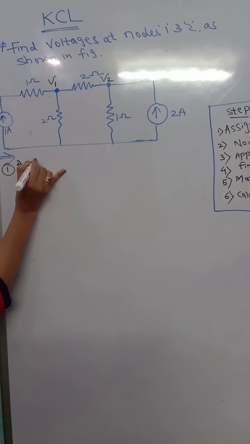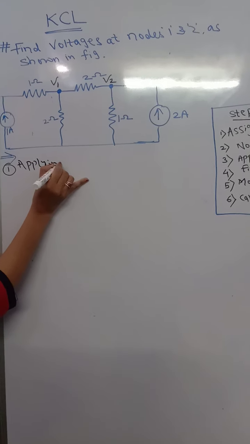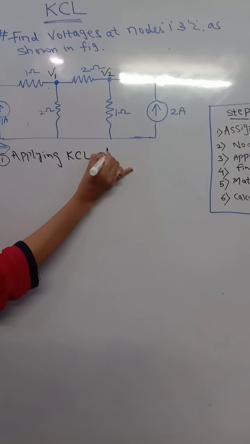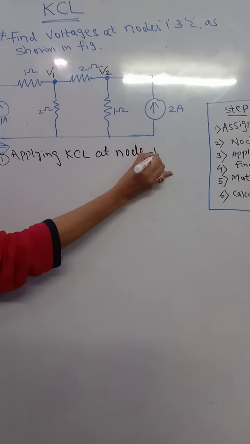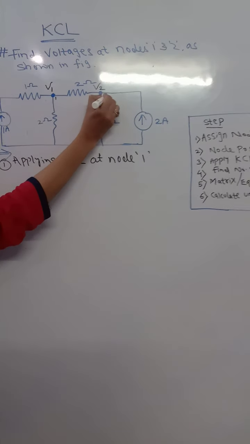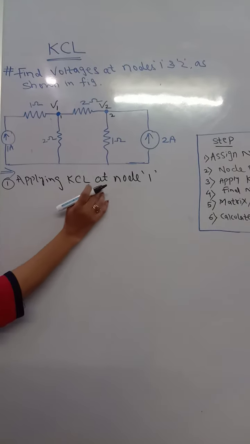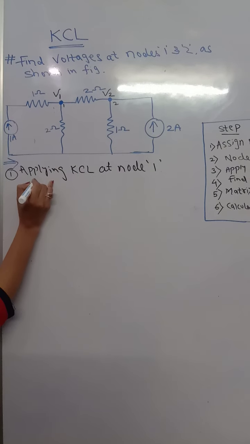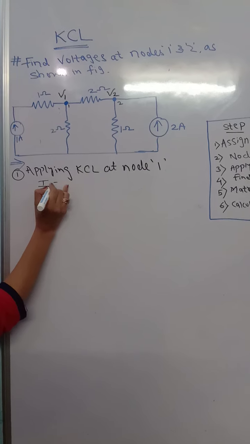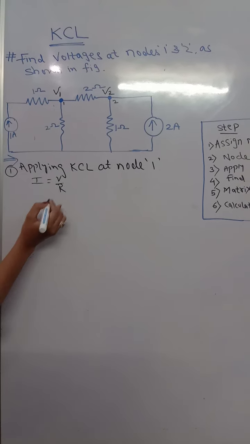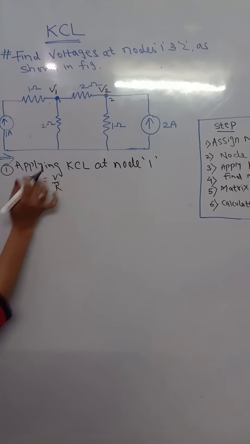applying KCL at node 1. That is at this position 1, and at this position this is 2. So by applying the KCL at node 1, we will apply it here. How can we apply it? We know very well, we need to simplify in the I is equal to V by R form, just like in the KVL, V minus IR is equal to 0. So we need to write the equation in this way.